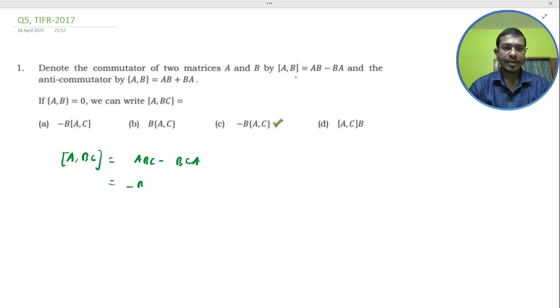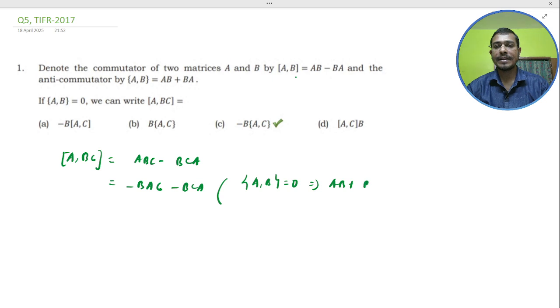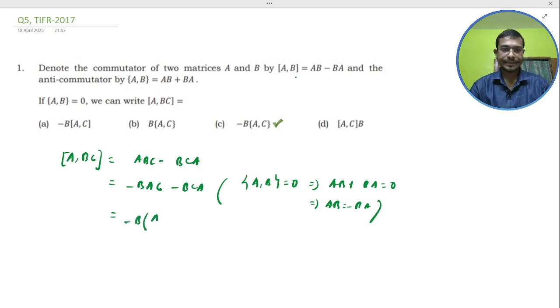This would become minus of BAC minus of BCA, because anti-commutator of AB is equal to 0. That means AB plus BA equal to 0, that is AB equal to minus BA. We should put here. So minus B should be common here, that is AC plus CA. It should be minus B anti-commutator of AC. Option C is correct.